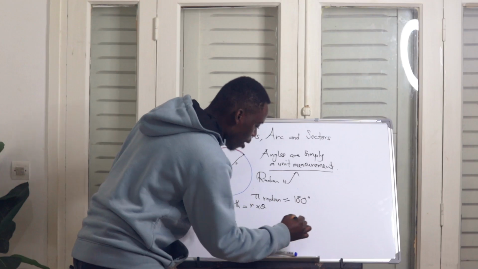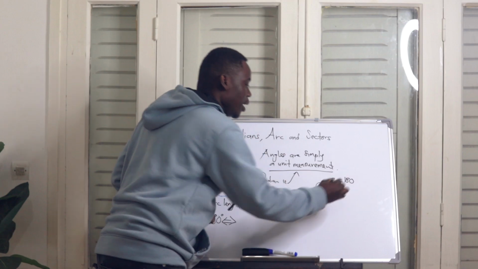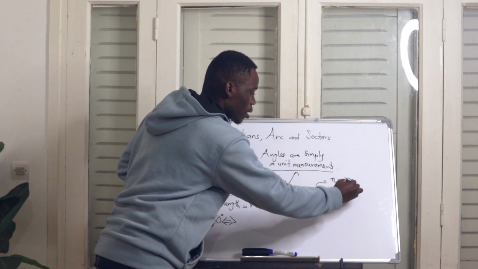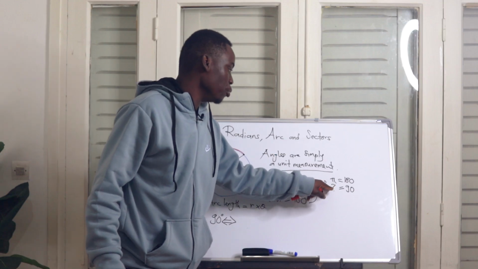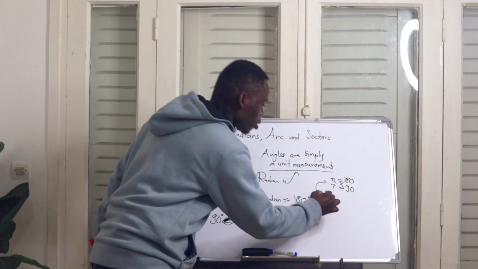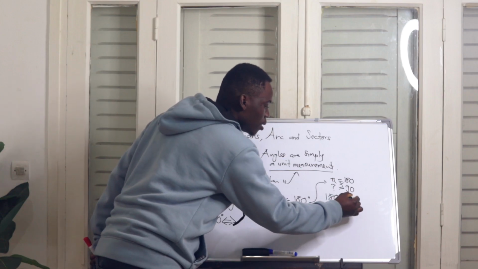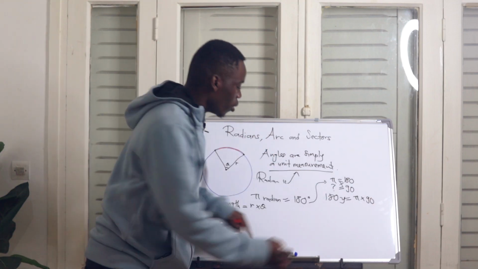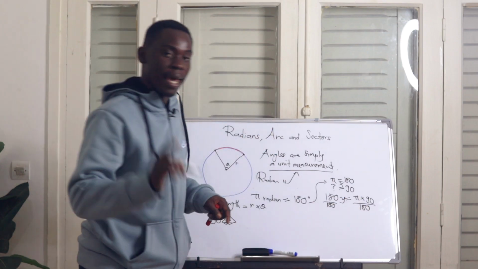We're going to say our pi is equal to 180 degrees. We have 90 degrees here. So what is the radian value of 90 degrees? We're going to cross multiply. So this will be 180 times y, our question mark, is equal to pi times 90. For us to find y, we're going to divide by 180.